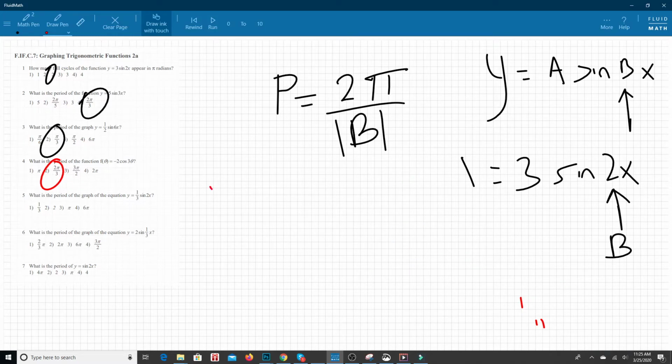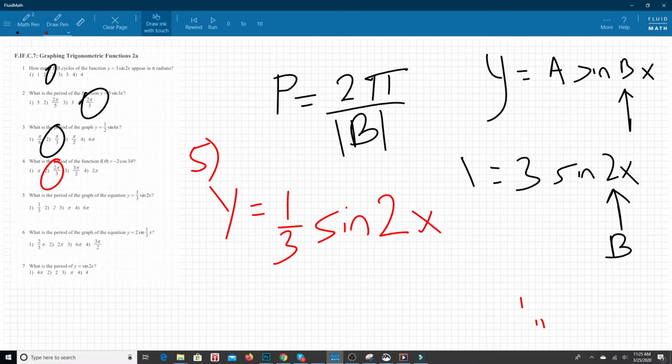So question 5 says y equals 1/3 sine 2x. Once again, they actually need the period, so I'm only concerned with B. What answers are we getting? Can you guys tell me? Can anybody tell me? Well, what would be my answer here?